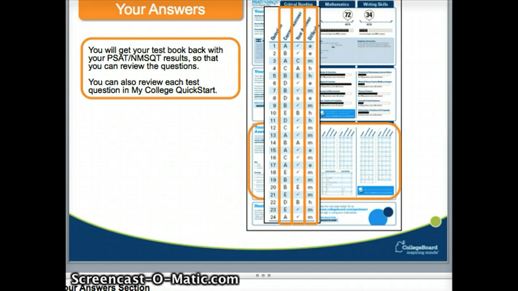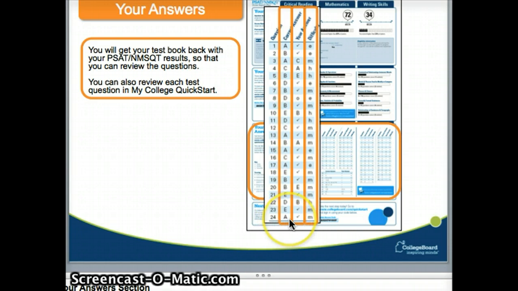Students can also look at the notes they made in their test book to see how they got to their answer. The critical reading, mathematics, and writing skills sections of the score report all contain the following information. The first column displays the number of each question as it appeared in the test booklet.